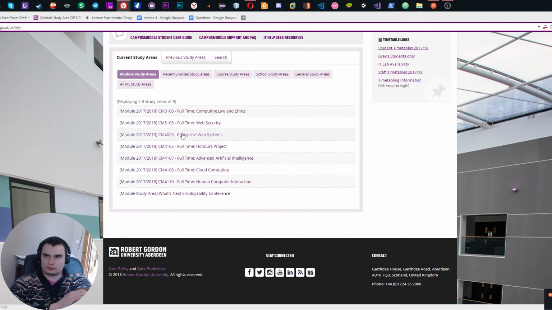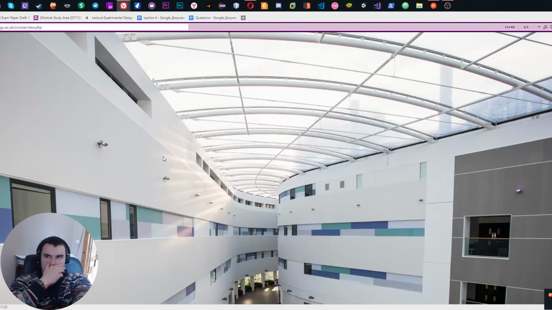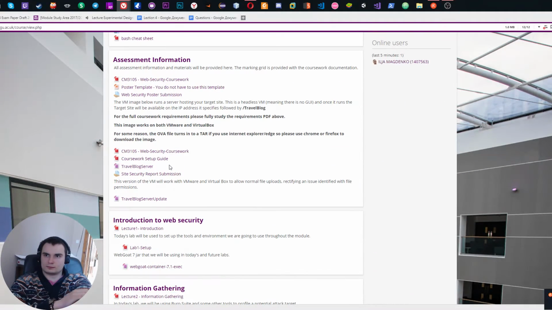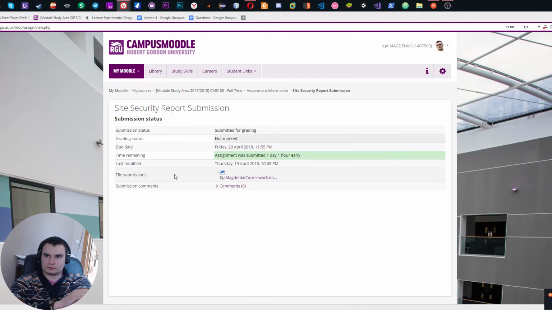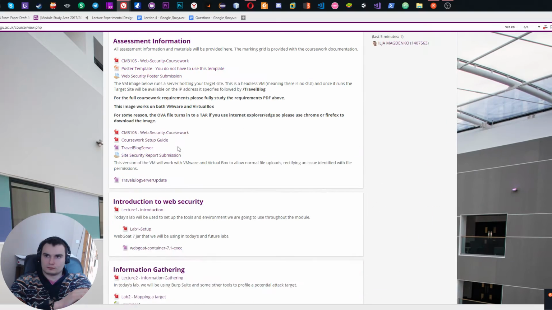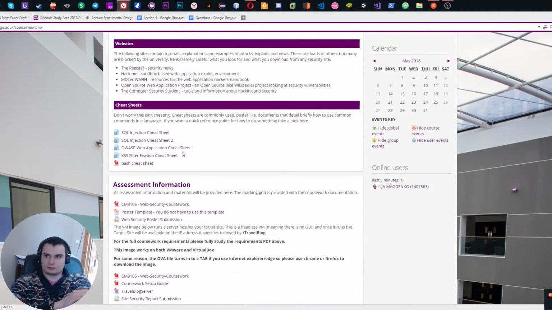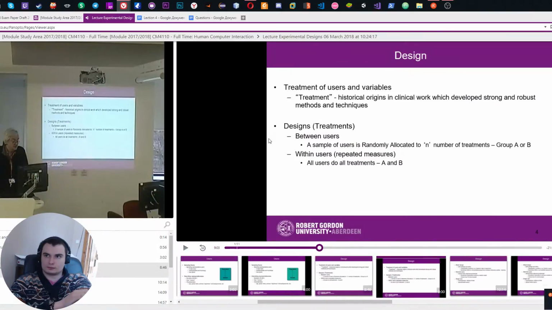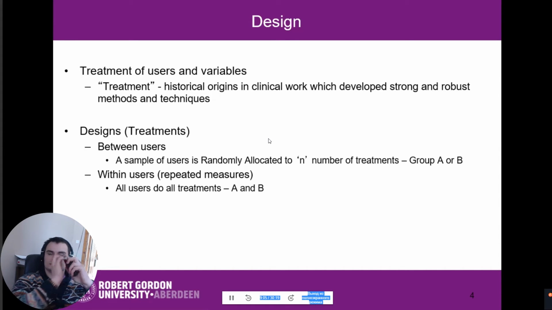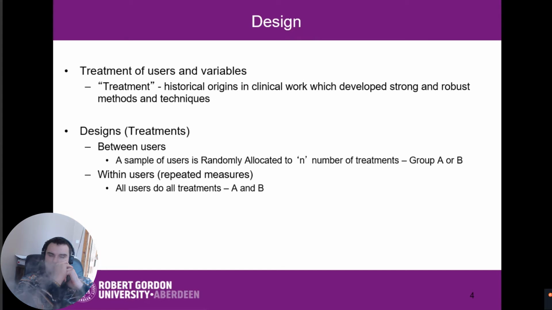Okay. Main focus today is on design. Like I said, treatment of users has a historical origin in clinical work. And so design really refers to how you treat your users. There are two major ways you can do this. One is called between users, and the other one is called within users or repeated measures.